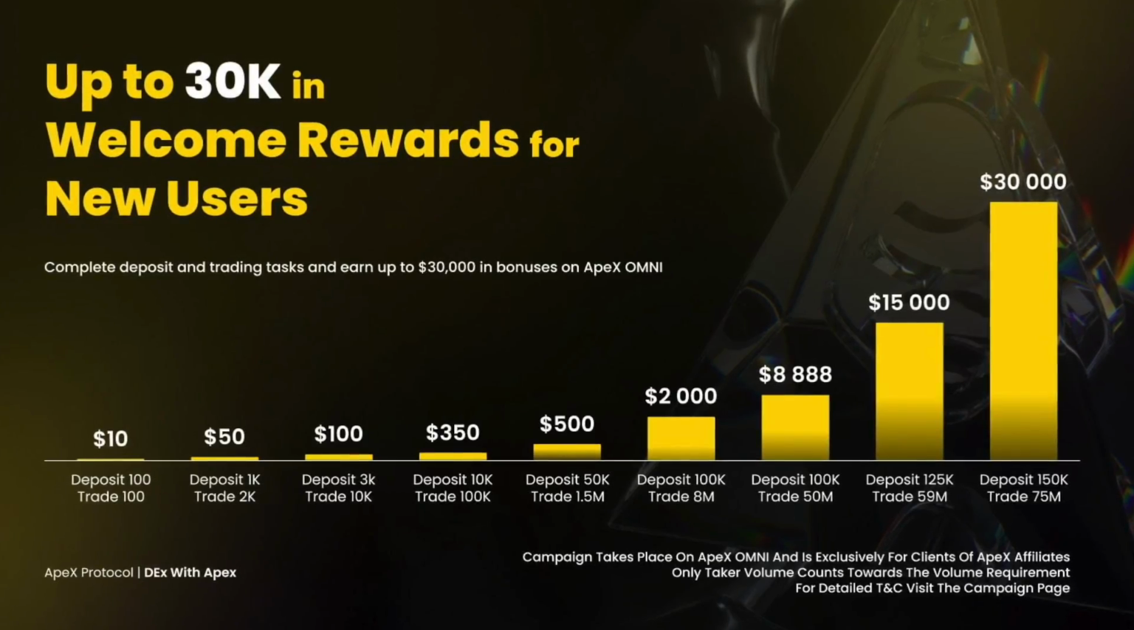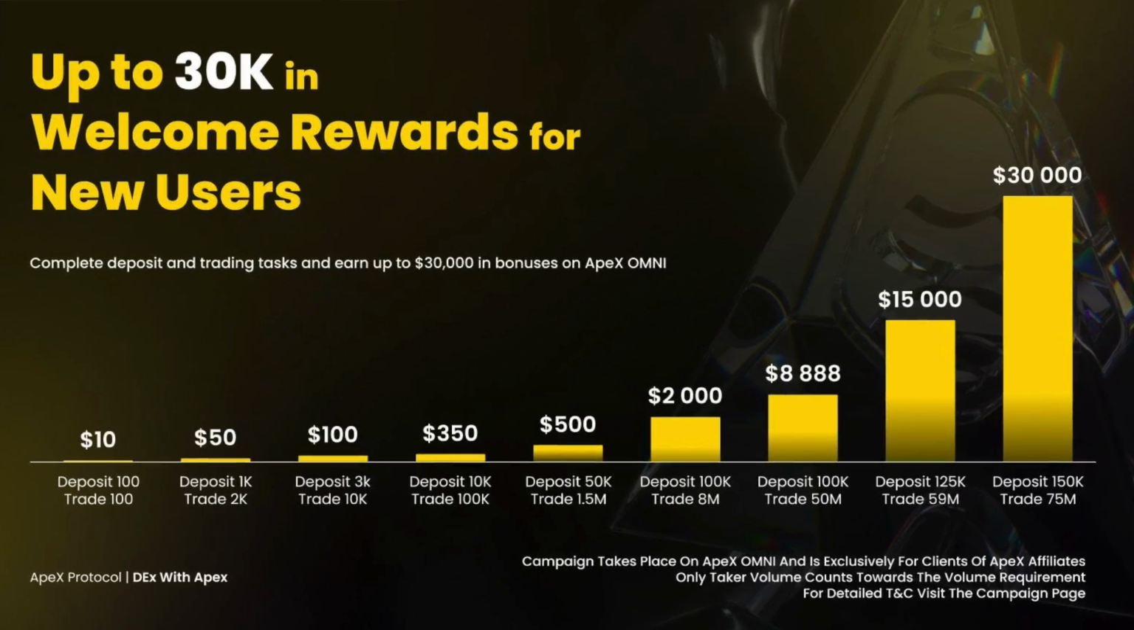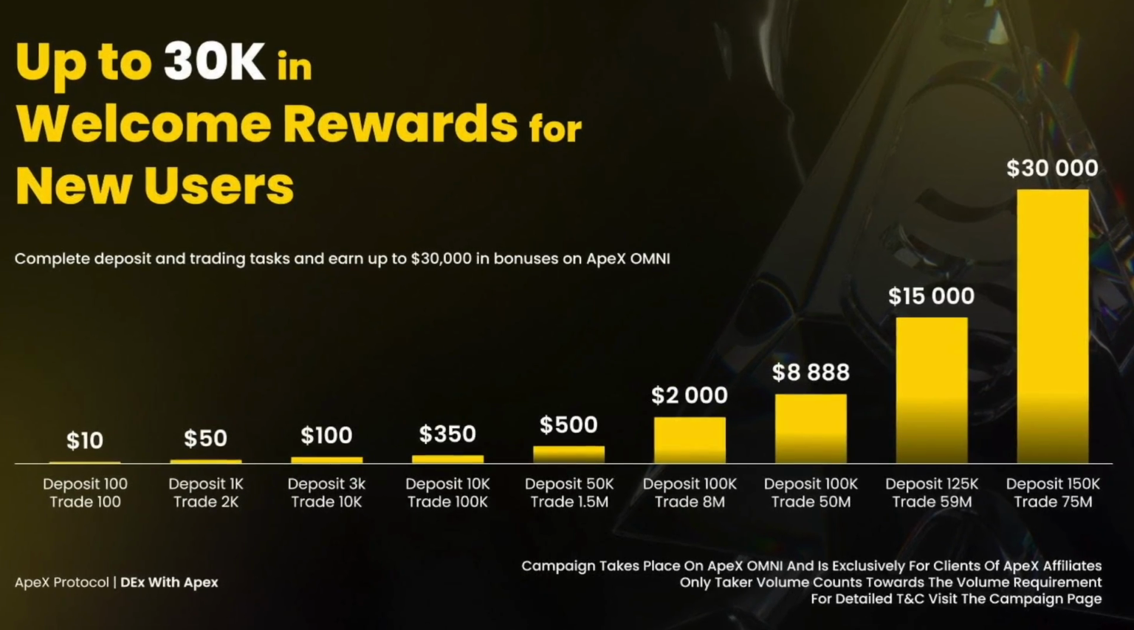And one more big difference, guys, is that on the Apex Omni exchange, you can get a deposit bonus up to 30,000 US dollars, the same as you can normally get on Bybit. This was not possible on Apex Pro.